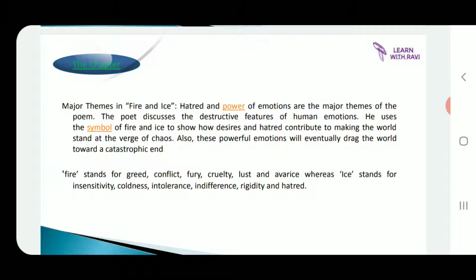And lust, yes. See, why this type of chapter is included in the class 9th and 10th curriculum is to make you aware of the cultural aspects of society.